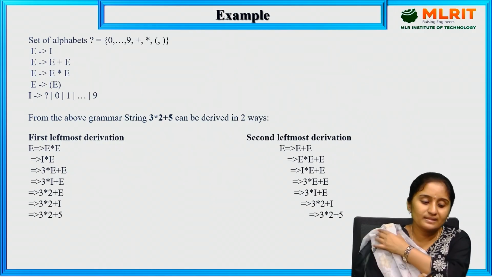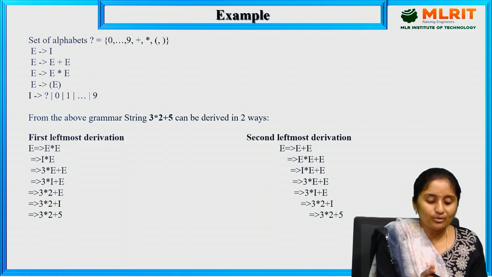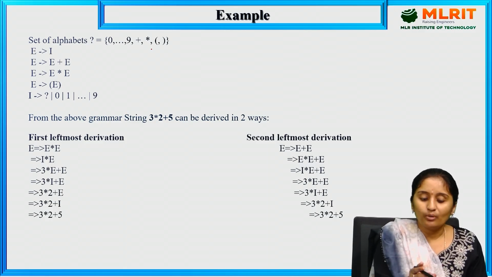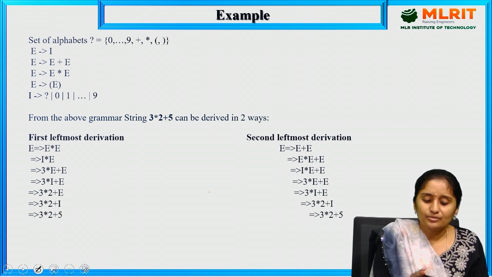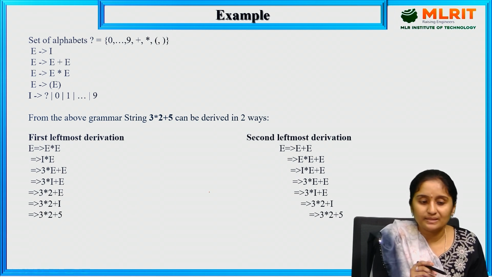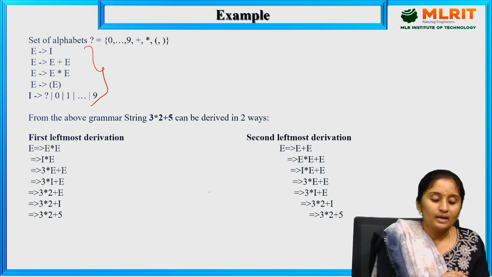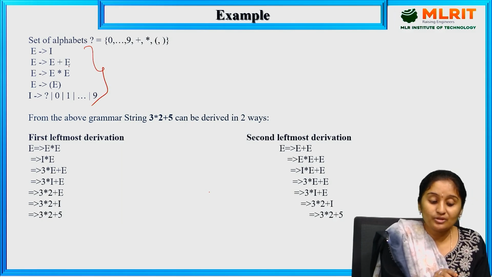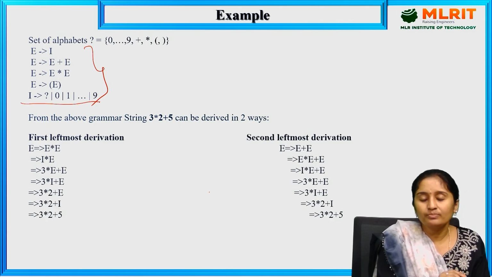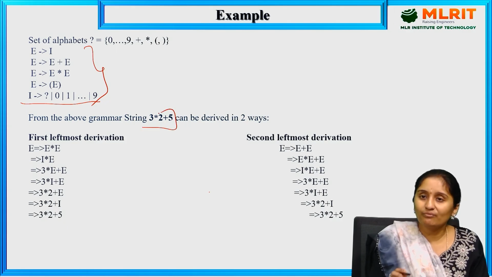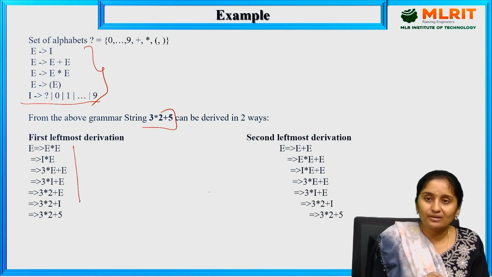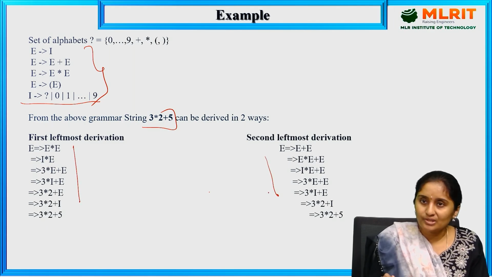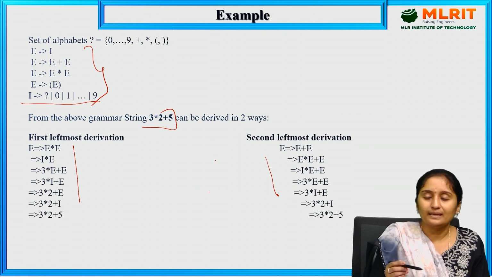So let us see one more example. A set of alphabets is given, like 0, 1, 9, and so on, open brace, closed parenthesis, and I. Star, plus, all these are some alphabets given here, and this is my production rule. E produces I, or E produces E plus E, or E produces E star E, or E produces a bracketed E. These are the production rules given. From this grammar we are going to check whether it is ambiguous or not. See here, the first leftmost derivation I have generated, and the second leftmost derivation I have generated. By looking at these two I can tell that it is an ambiguous grammar.